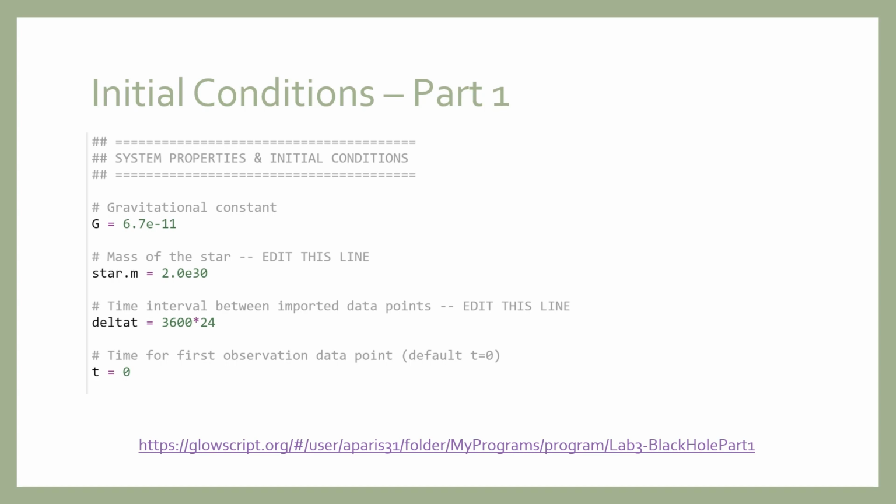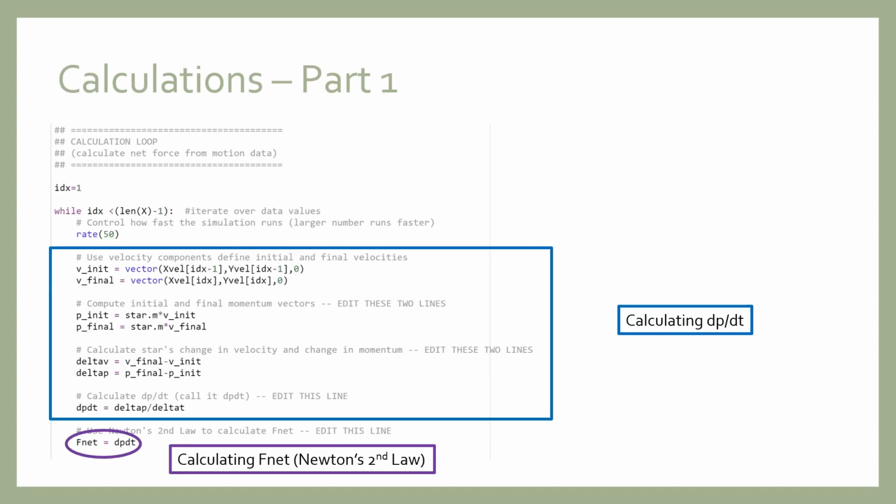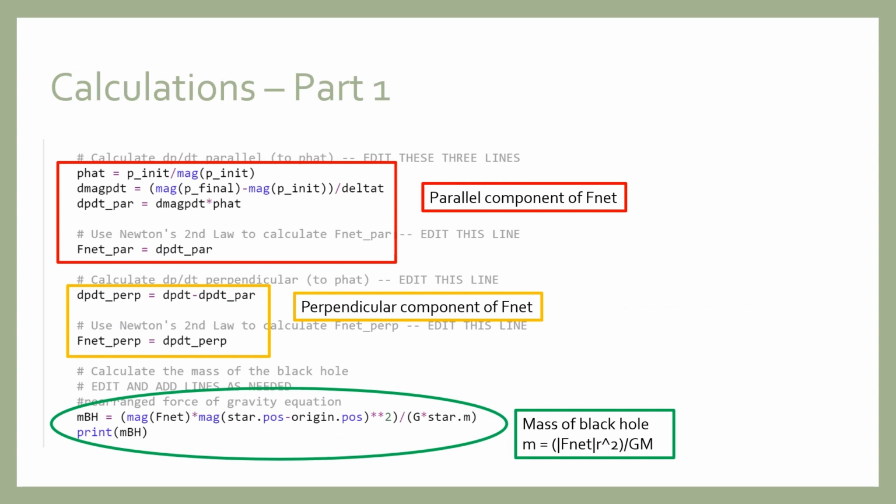Walking through the calculations, the part boxed in blue calculates dp over dt, which is then set equal to Fnet. The formula we introduced in the background portion of this presentation is Newton's second law, or the momentum principle. Next, we calculate the parallel and perpendicular components of Fnet to draw the length of the parallel and perpendicular components of the Fnet arrows. Finally, we calculate the mass of the black hole using the formula we derived in the background portion of this presentation.